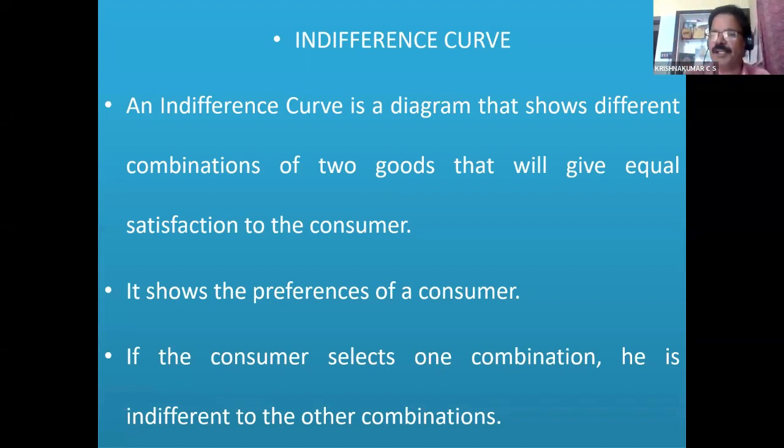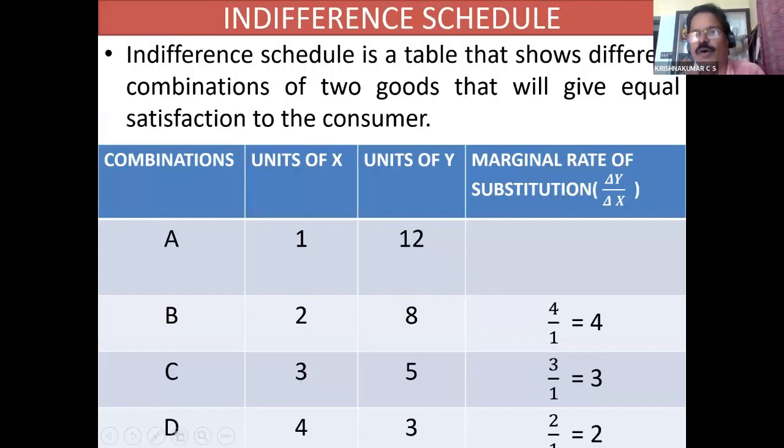Consumer will choose one combination. If he chooses one combination, he is not interested in the other combination, or we can say he is indifferent to the other combinations. Here we have different combinations you see on the schedule. A, B, C, D are different combinations. A is actually 1 and 12, 1 unit of say apple and 12 units of orange. 2 and 8, 3 and 5, 4 and 3. So different combinations of two goods.